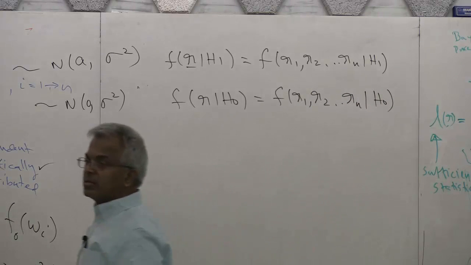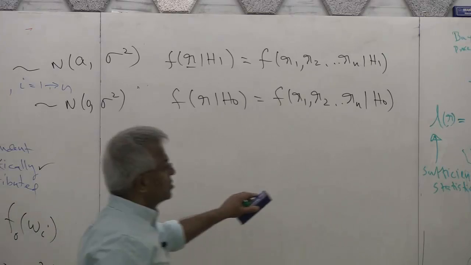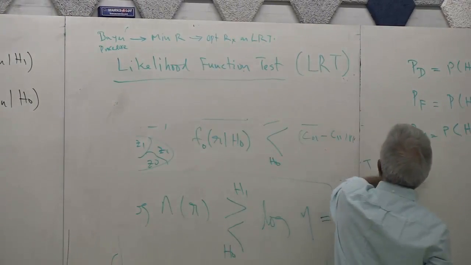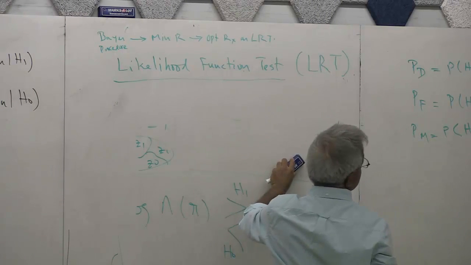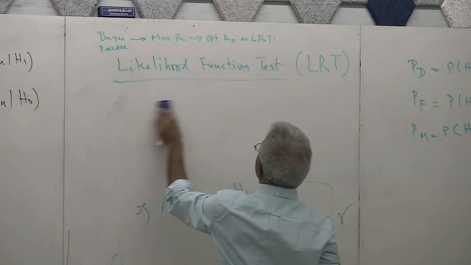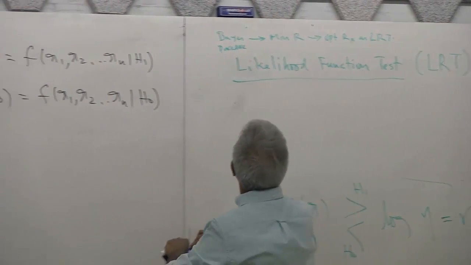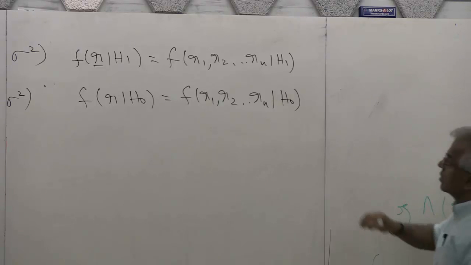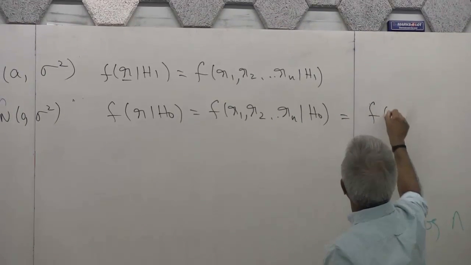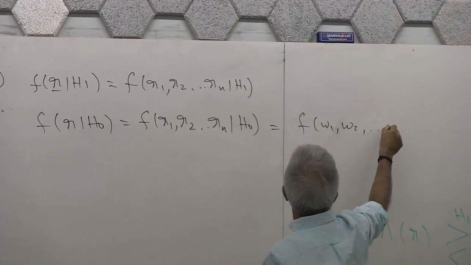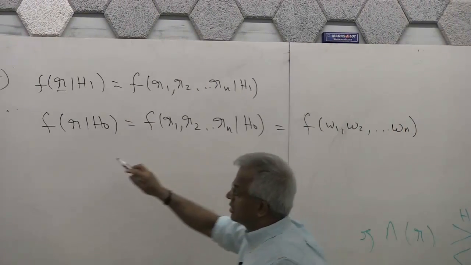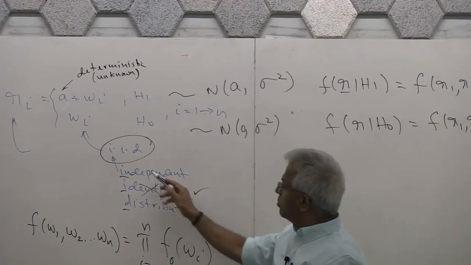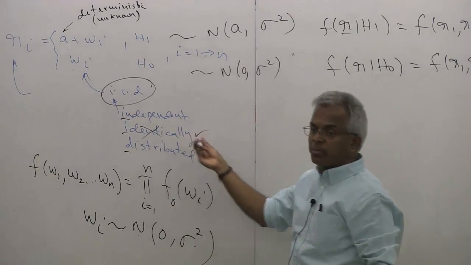Now, the second one is easy because this is the same as F(W1, W2, ..., Wn). You can just look at the data, right? Under H1, look at here, under H0 it is just Wi's. And all the Wi's are given to be independent. Look, it is step by step.